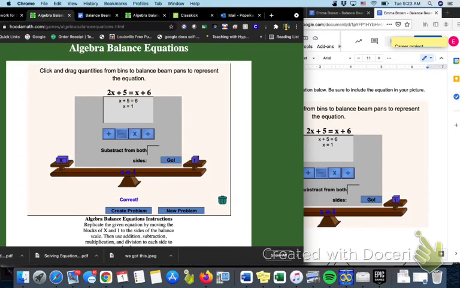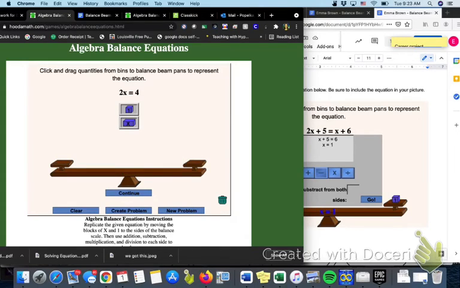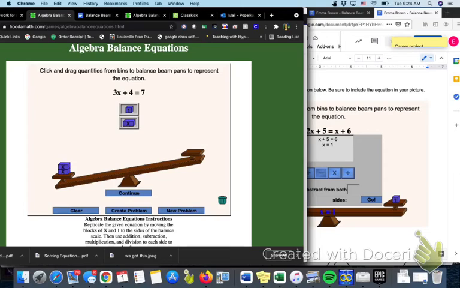So let's do one more. I'm going to click New Problem. Okay, this time I'm still going to build it the same way that I built it before. So I'm going to look at what I have over on my left-hand side first. I've got 3 x's and I've got a 4. So that means I need to put 3 x's and 4 units right there on the left-hand side.